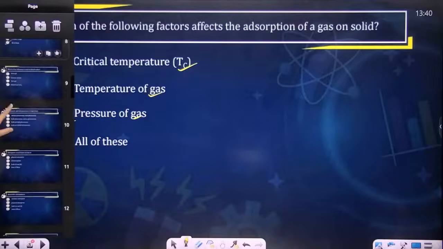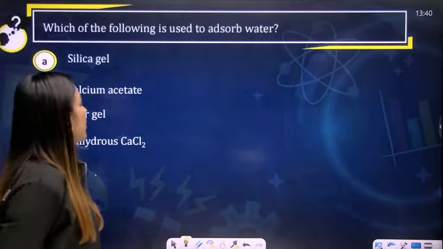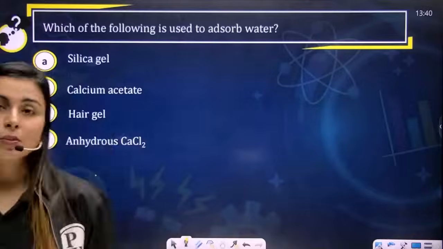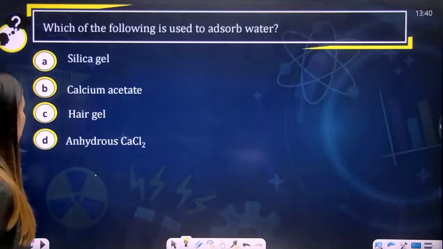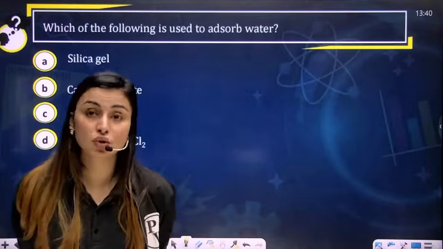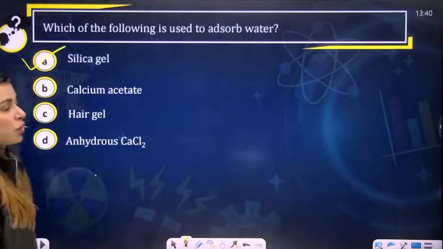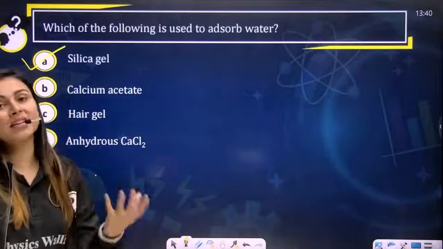Question says that which of the following is used to adsorb water? Okay, you have options. You have silica gel, you have calcium acetate, you have hair gel, you have anhydrous CaCl2. I told you that when you talk only and only about adsorption, my dear students, your silica gel will adsorb water, but your anhydrous CaCl2 will absorb as well as adsorb.